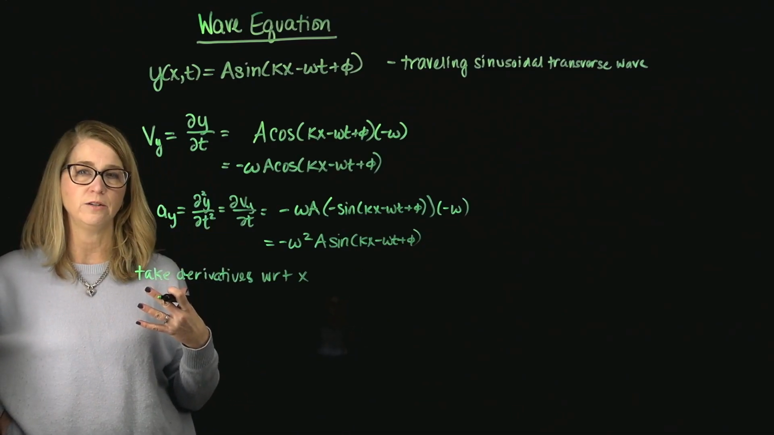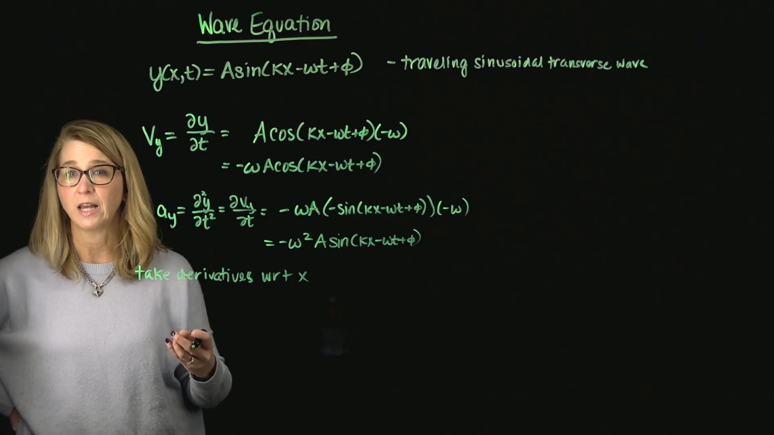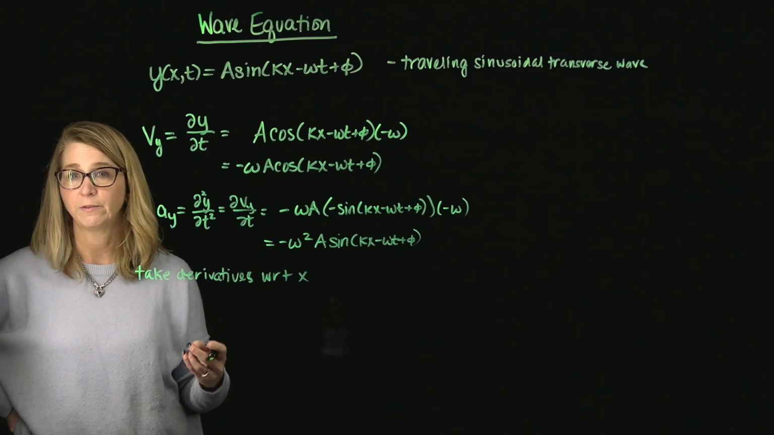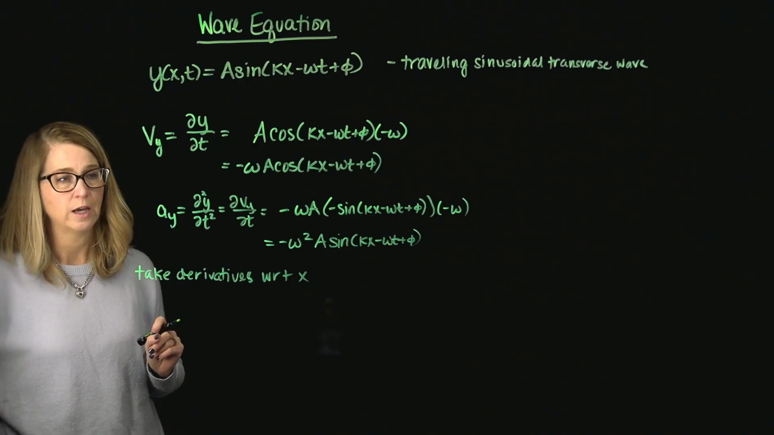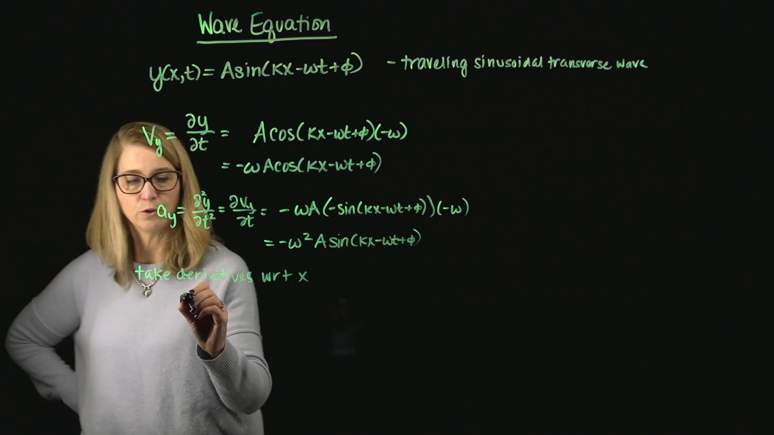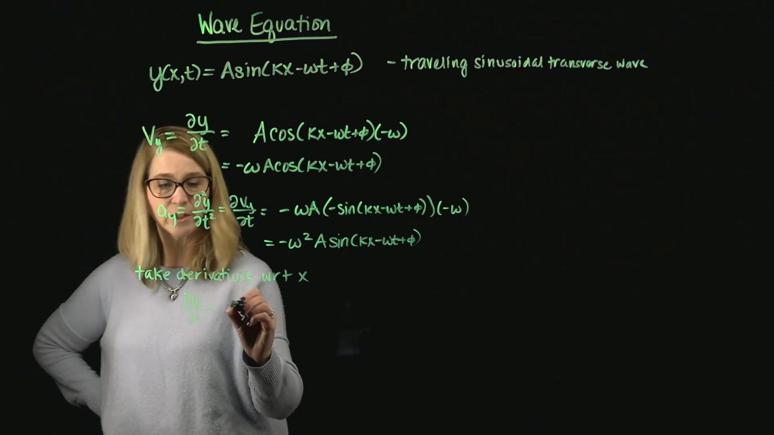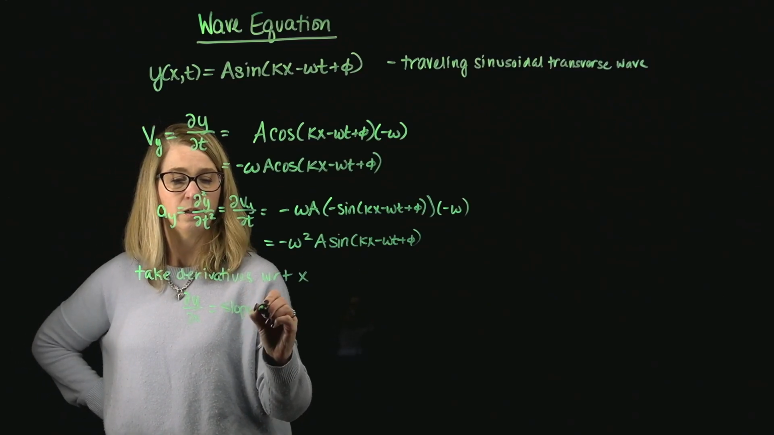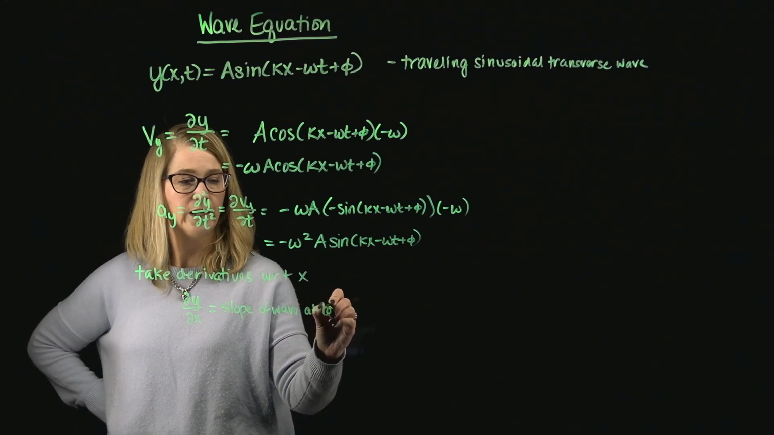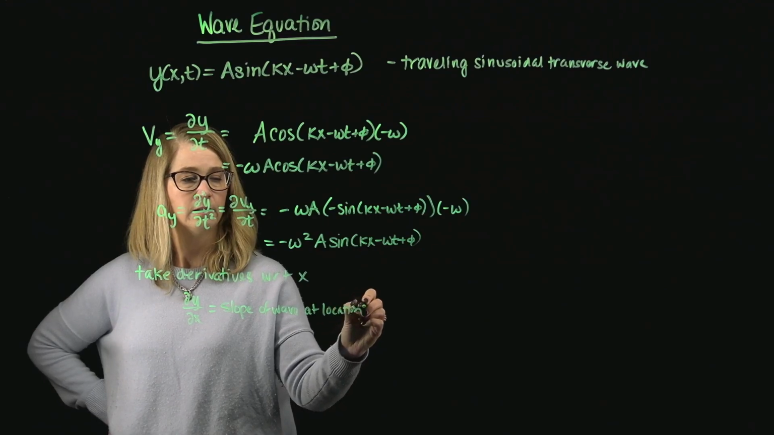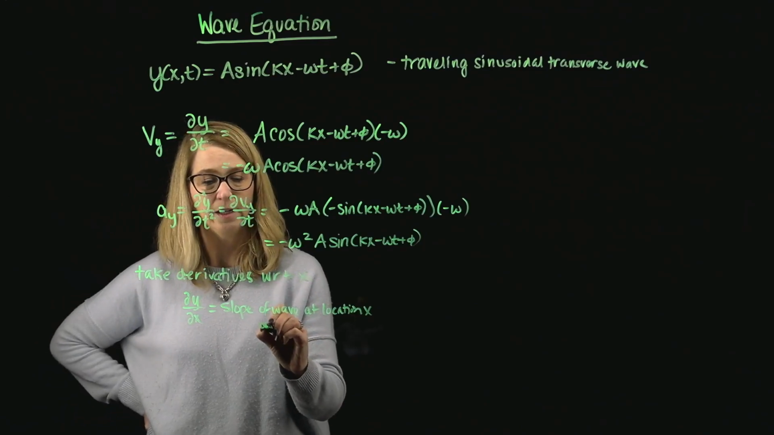That might be a little bit easier to think about, because what we're really doing is taking a snapshot of the wave, taking a picture, what does it look like, and how does it change as we look at x. So the derivative of that wave function with respect to x is actually the slope of the wave at a location x, at some time t.